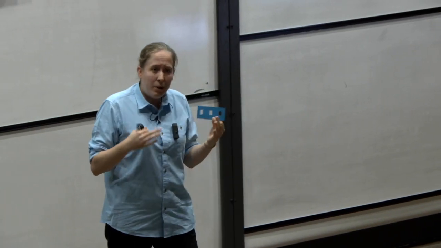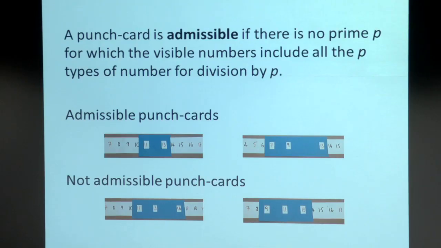So if our game is to think of punch cards where there are infinitely many positions of the card for which all of the visible numbers are prime, we need to somehow rule those ones out. And mathematicians have a definition for this. So we talk about a punch card being admissible if there's no problematic prime. We've seen a couple of examples of punch cards that are not admissible. The first one was this, I've got 11, 13, 16 here, where we always had an odd and an even. The problem was the prime 2. The 9, 11, 13, the one I'm holding here, the problematic prime was 3.